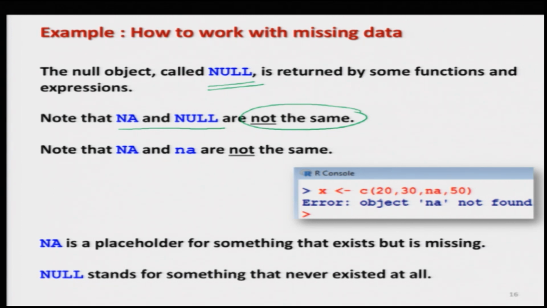What is the difference between the two? The difference is this: NA is a placeholder for something that exists, but is missing at the moment, and NULL indicates that something never existed at all. What does this mean? Let me take a simple example. Suppose there are 5 candidates who appear in a test, and based on the test only 3 students have to be admitted in a school.